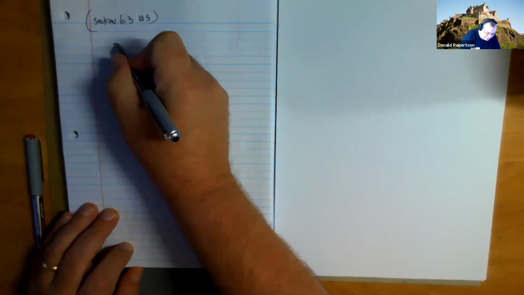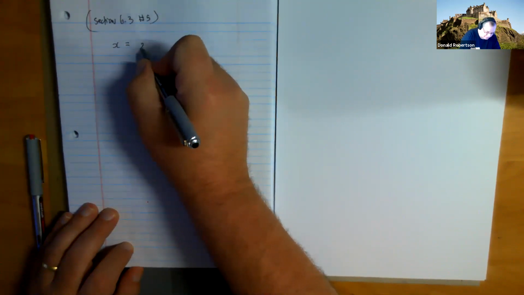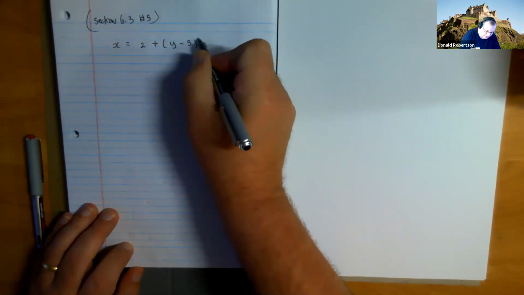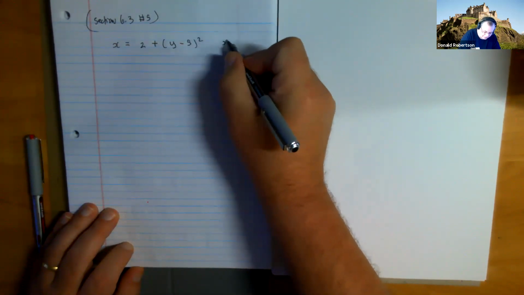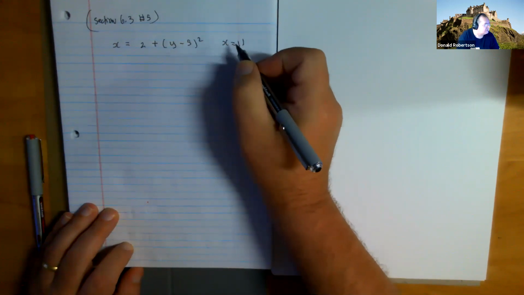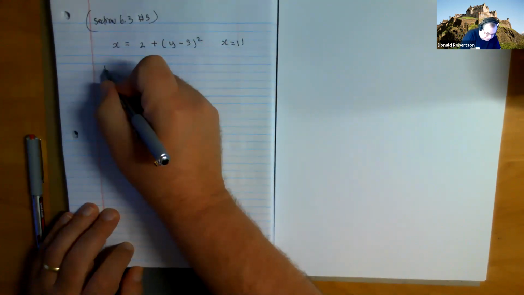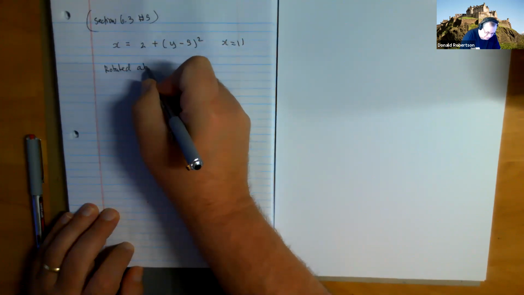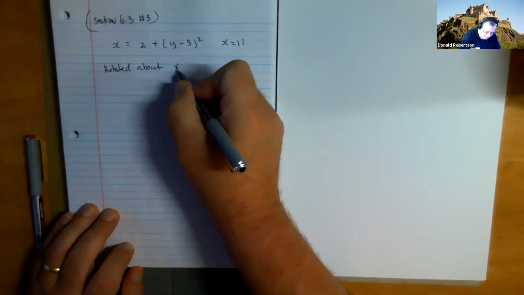Question number 5. Okay, let's see. We have a function that looks, at least my version, looks like that. We have another line called x equals 11, and it's going to be rotated about the x-axis.